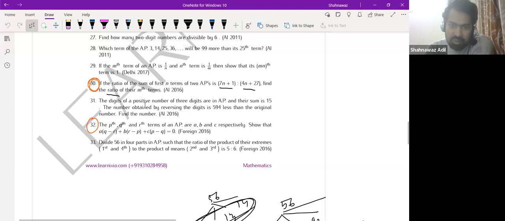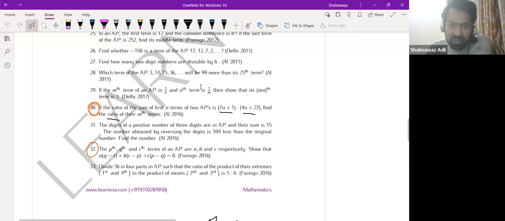The digits of a positive number of three digits are in AP. Their sum is 50. The number obtained by reversing the digits is 594 less than the original number. Find. Okay, yeah, so this one is quite a troublesome question, so we'll skip that. So you guys do this.